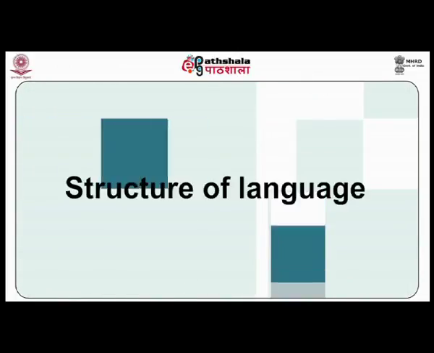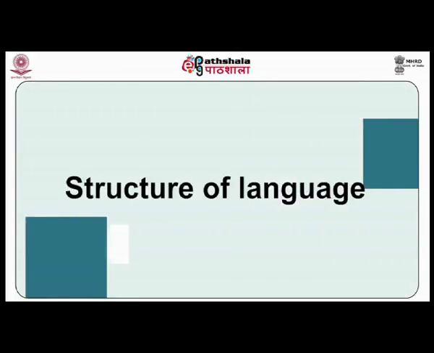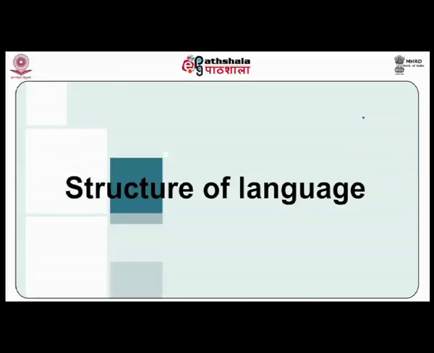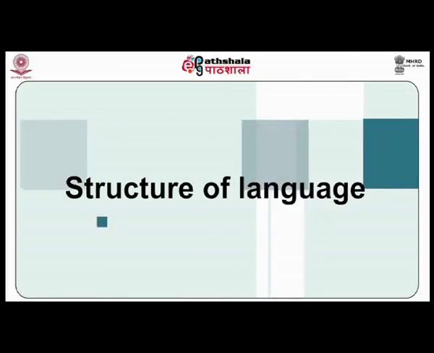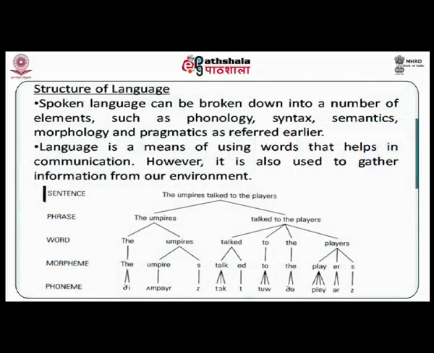Now, let us look at the structure of language. What are the different components of language? What is it that constitutes what we call together as language? Spoken language can be broken down into a number of elements such as phonology, syntax, semantics, morphology, and pragmatics. These have also been referred to earlier.